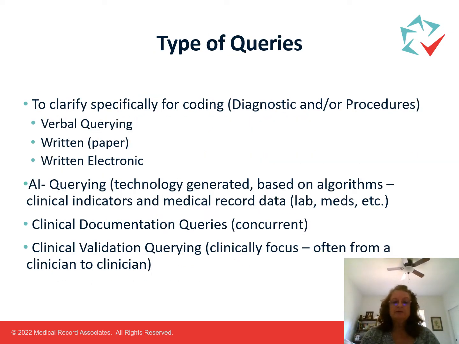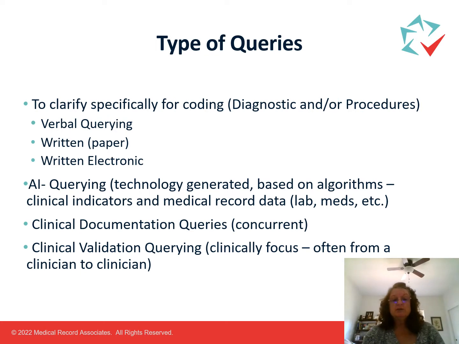There are a variety of types of queries that can be utilized, and you probably are pretty familiar with them: verbal querying, written, paper type querying. There's also electronic queries, written. But there also is artificial intelligence or AI technology that will go through the electronic health record, and based upon the programmed algorithms looking at clinical indicators will generate a potential query.